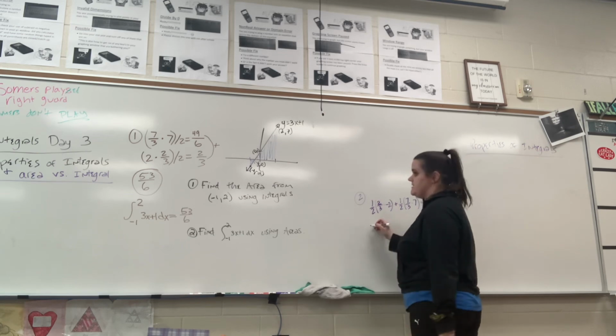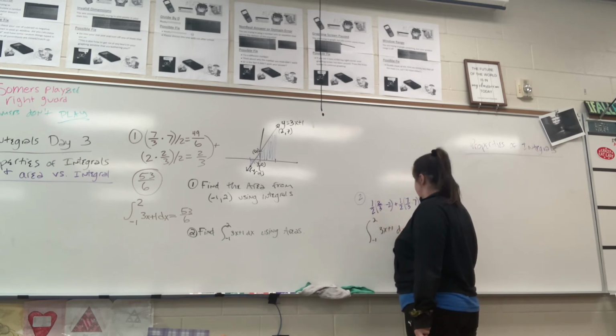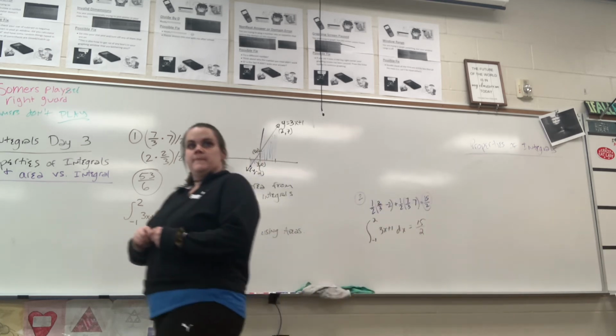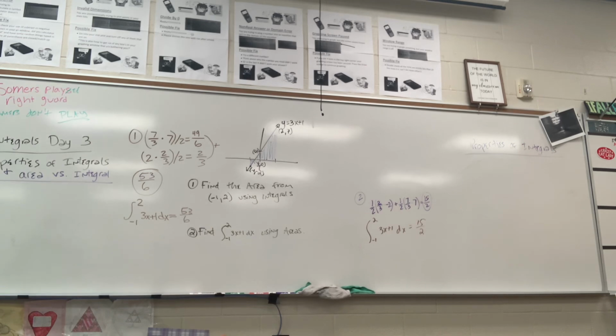So this is the integral from -1 to 2 of 3x plus 1 dx. It should give you the 15 halves, okay? If you didn't try it before, try it now. I want you to see it. We have to manipulate part of it. Anyone have any ideas? Go ahead, Carrie. Come on.